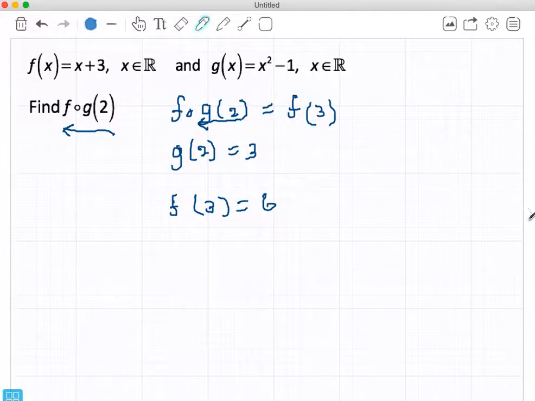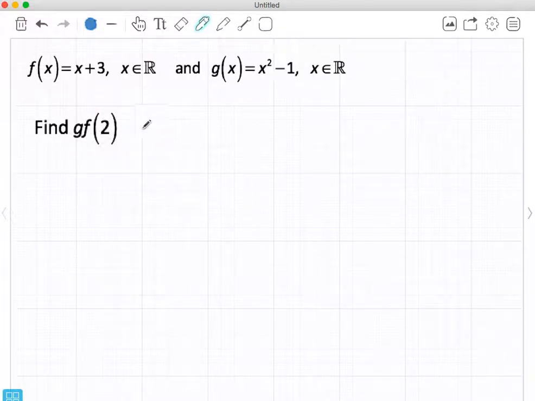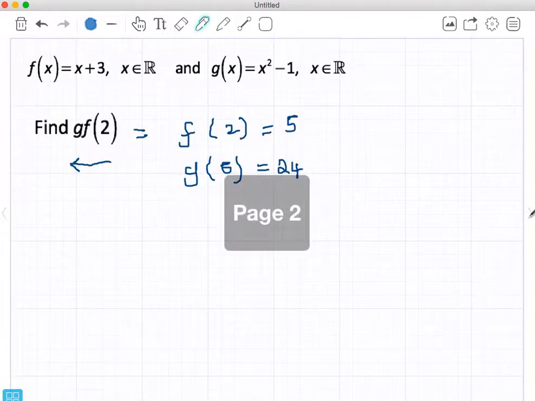Let's do another one with the same functions, but instead of f∘g, I'm going to do gf. Notice there's no dot here. It's okay, it's the same thing. Now same idea, I want to work that way. So I'm going to put the 2 into the f. So f(2) gives me 5. And g(5), because f(2) can be replaced now with 5, is 25, take away 1, 24. Okay, so we can have different notation, and also depending on the way we work, we get different results.